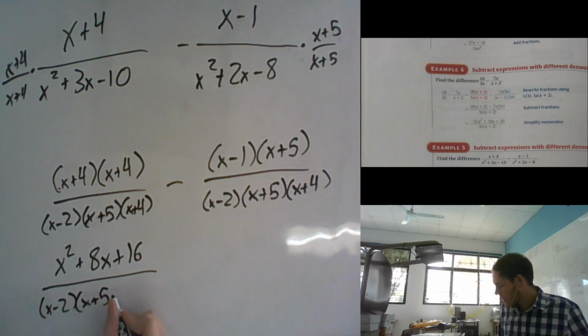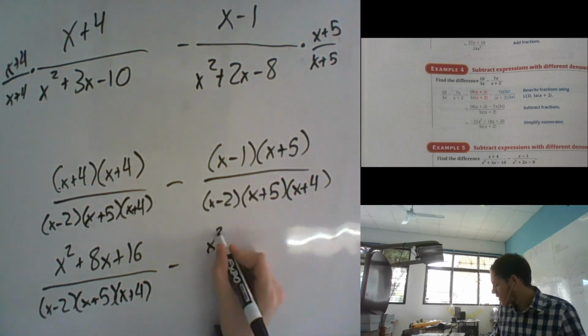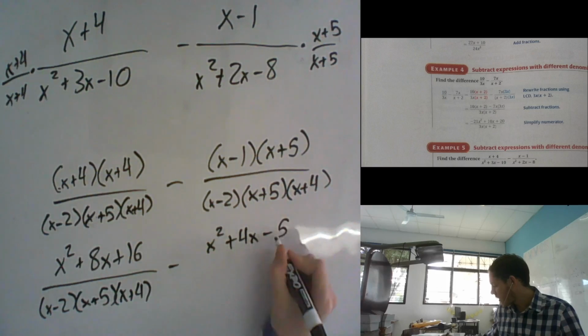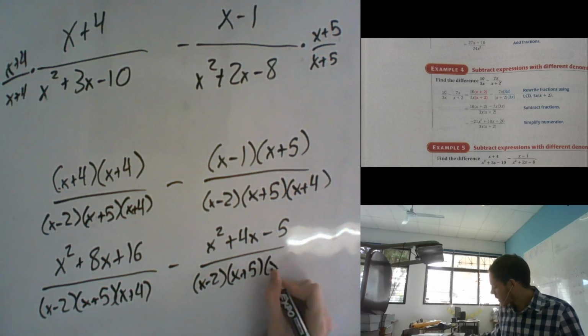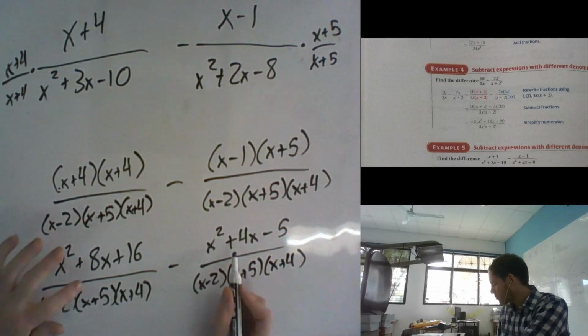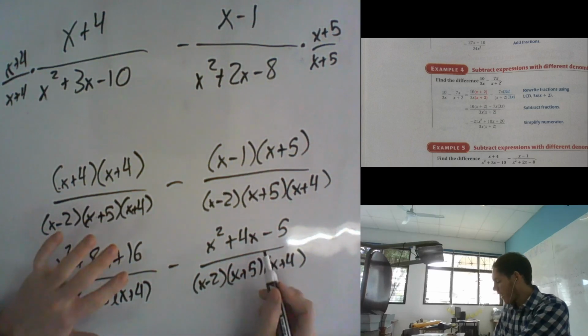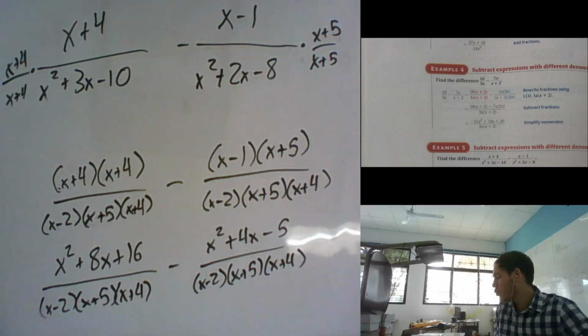And you still write the denominator before you combine them so that you keep track of it. This becomes x squared plus 4x minus 5. This is the same thing, x minus 2, x plus 5, x plus 4. Okay, combining this, we subtract x squared, so that cancels. Subtract 4x, that becomes 4x, and subtract negative 5, which will become positive 5, so 16 plus 5 is going to be 21.